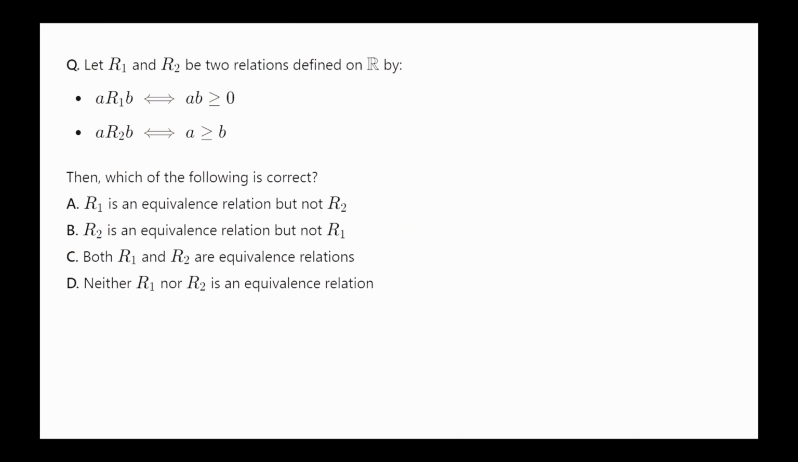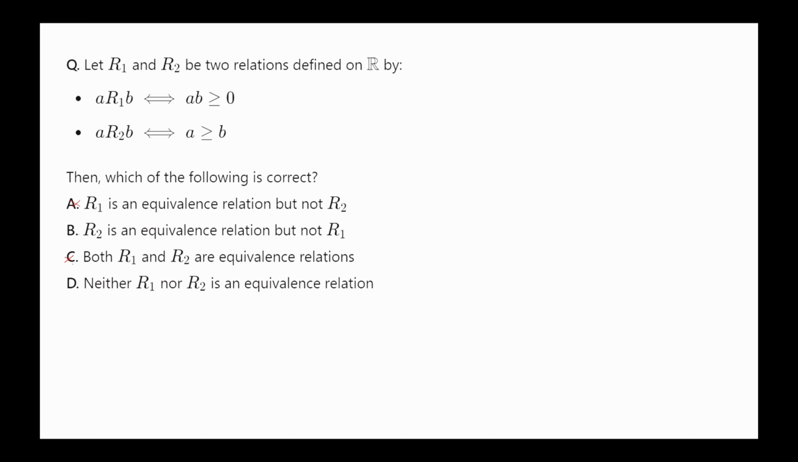So here in the question, R1 is not an equivalence relation. So this option is cancelled out. Sorry, this first option is cancelled out, where they've said that R1 is an equivalence relation, and option C is also cancelled out because here also they are saying that R1 is an equivalence.